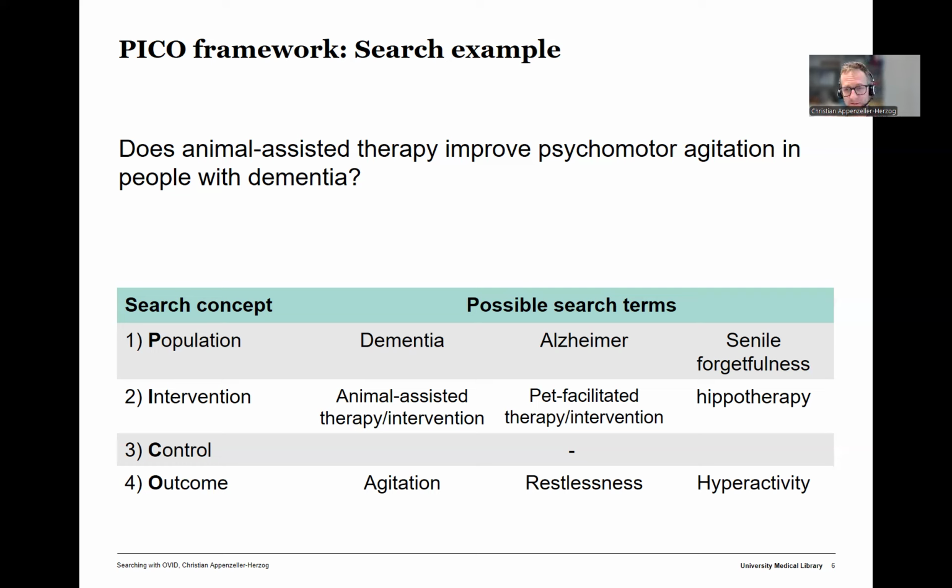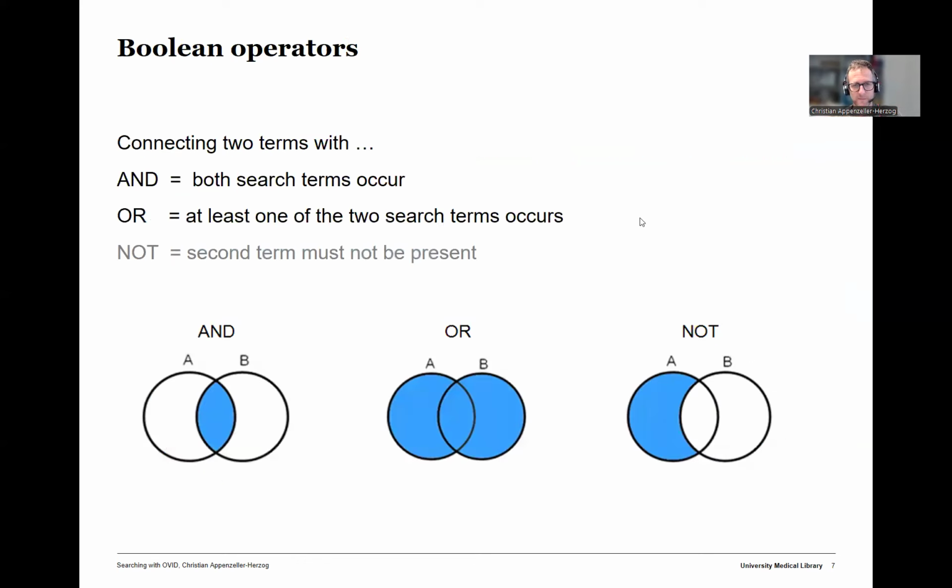And synonyms thereof are restlessness, hyperactivity. You could also say pet-facilitated therapy. Dementia, maybe the most popular form of dementia is Alzheimer. That is very, very prevalent. Senile forgetfulness is a synonym of dementia, and so on. So this table and this search example is going to accompany us.